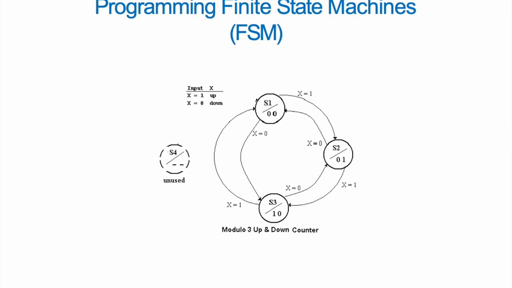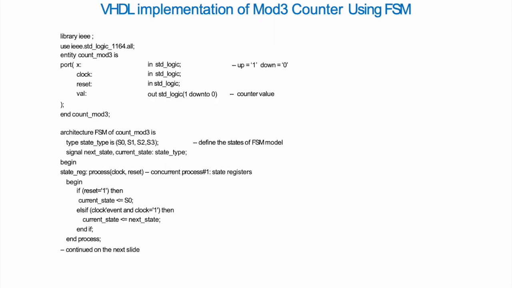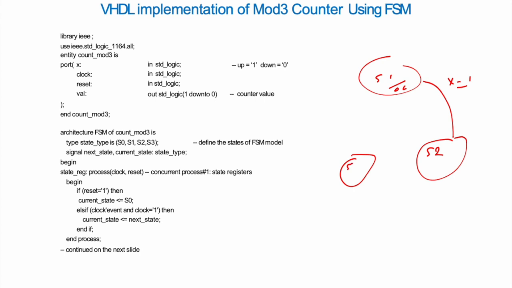That takes us to a very important concept called finite state machine. So let's see how we implement it. Remember, we had our S1 or state 0, not X, and then we have it being implemented dependent on 1. We have our S2, and then we have our S3. So this was 0, 1, and this was 10, and then S4 is not used.